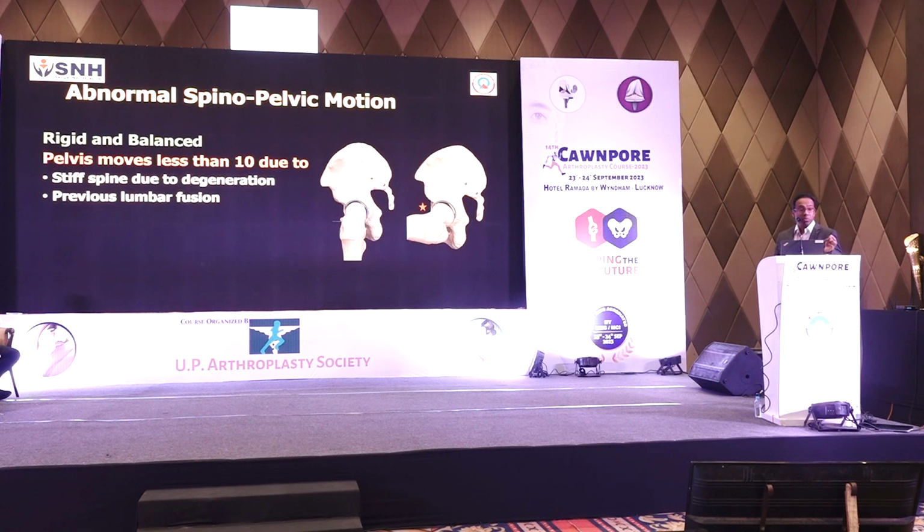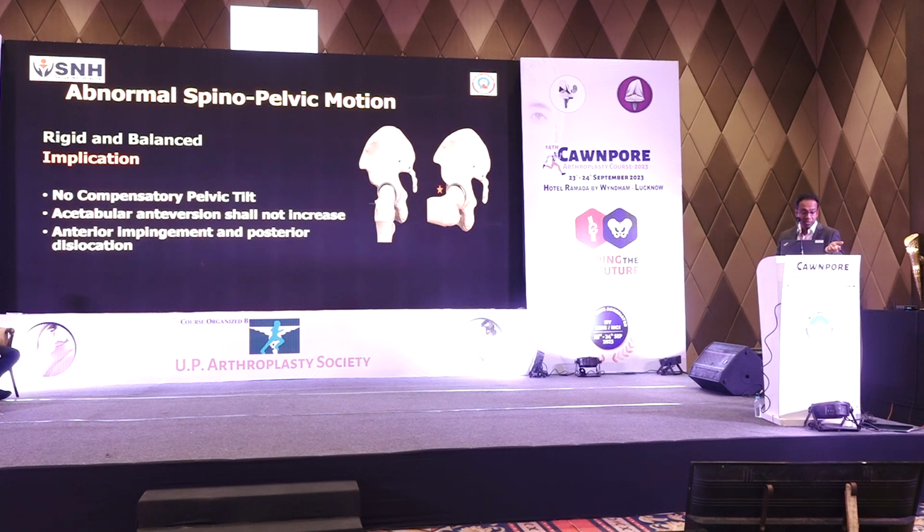Then again, we have to come to the rigid and balanced. That means the pelvis moves less than 10 degrees due to a stiff spine, which is there due to degeneration and previous lumbar fusion. What is the implication? The pelvis here will not tilt. So the acetabular anteversion will not increase. So once these patients sit, there's a chance of an anterior impingement and a posterior dislocation. So you have to keep these cups more anteverted than what you would usually do, because there is a chance of an increased posterior dislocation.